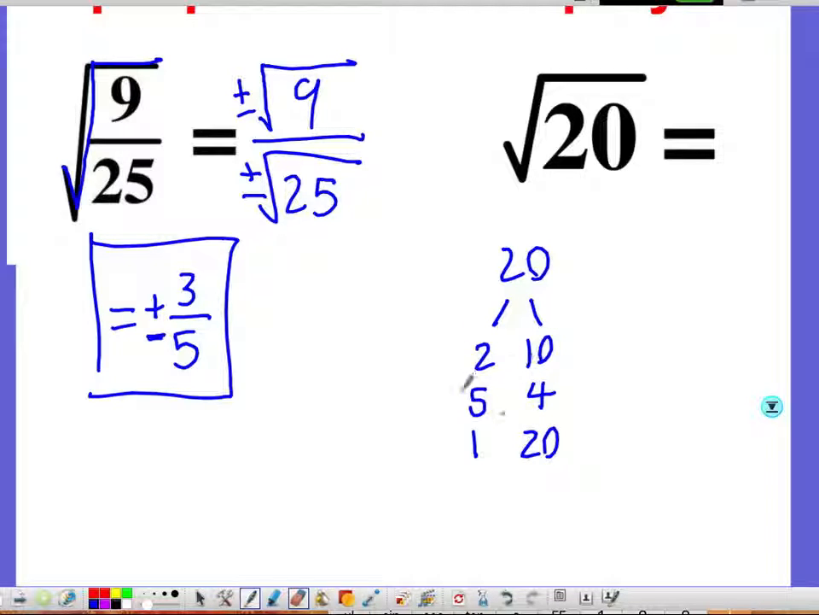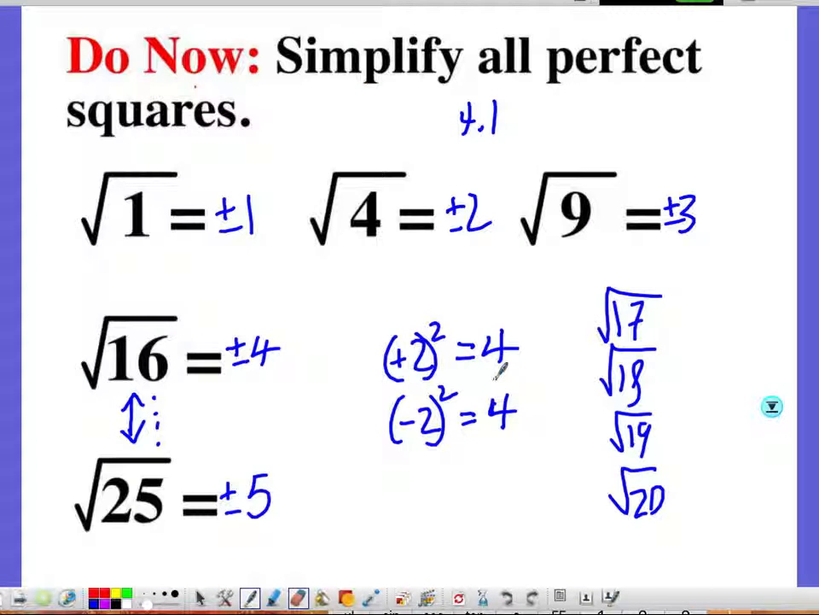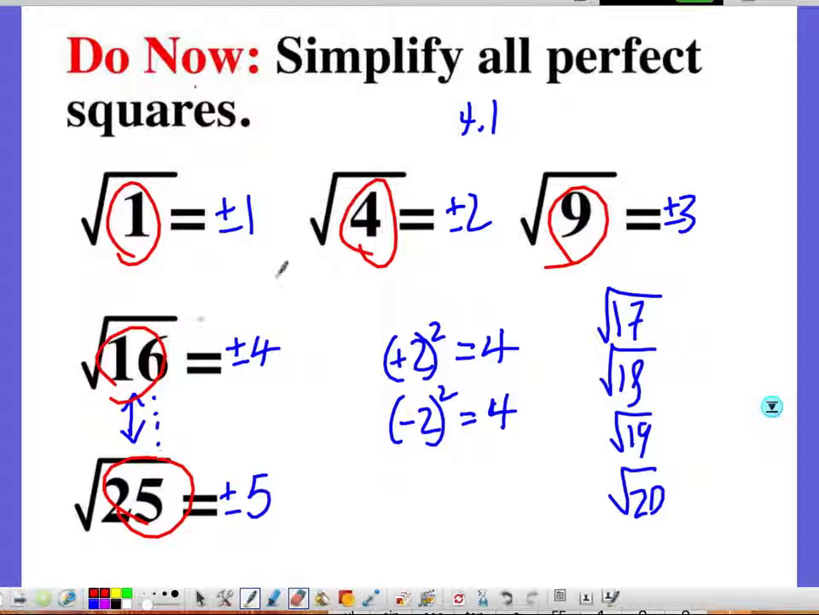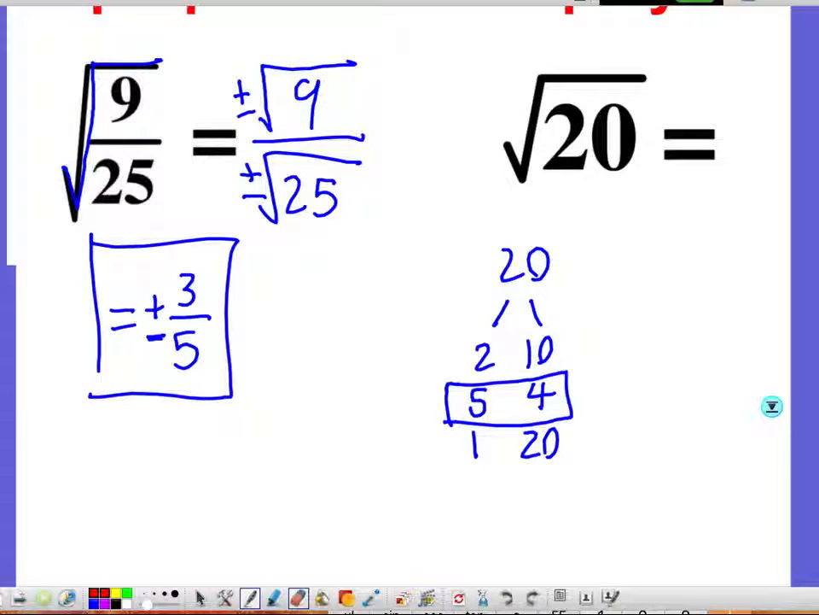Okay, so I came up with 3 pairs. Now there's one specific pair that I want to use, and that's going to be 5 times 4. Now why am I going to use this one? Well, because remember that my perfect squares consist of 1, 4, 9, 16, and 25. I want to use factors that contain perfect squares. In this case, the only perfect square that I see in my pair is going to be 4. And so this is why I use 5 times 4.